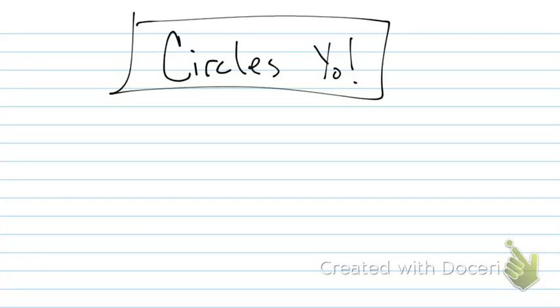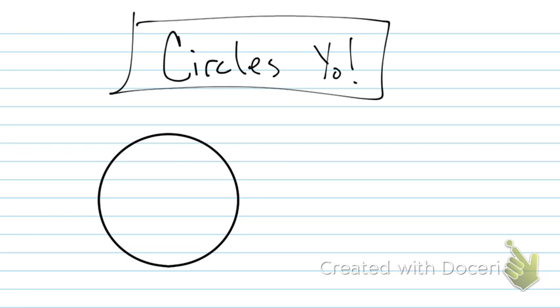So we're going to talk about circles. First thing, this is a circle. Okay? Circles are pretty cool because they have the center point right here. And the distance from the center point to anywhere on the outside of the circle is the same distance. And that distance is called the radius.